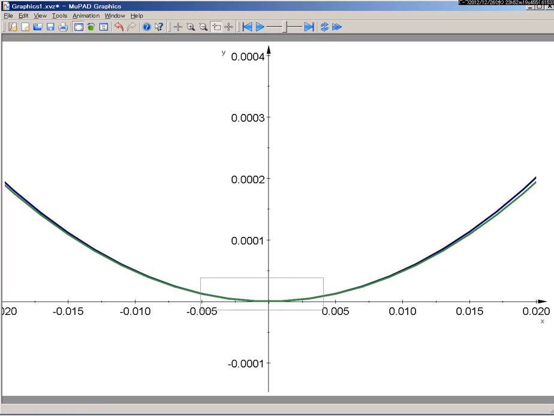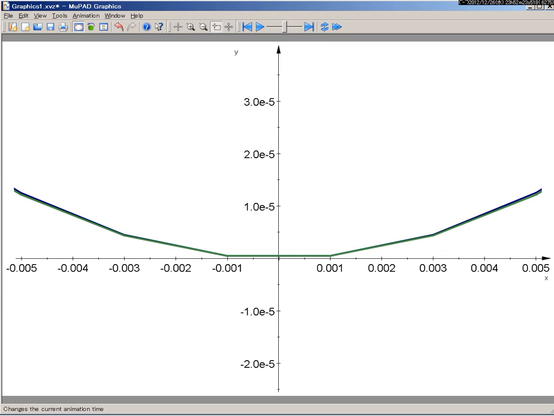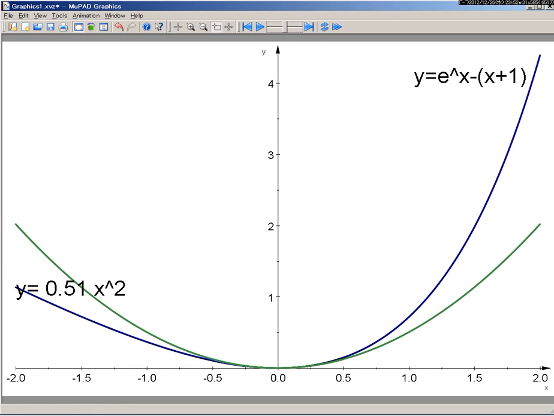Okay, one more. Okay, let's check the a. The number of a is 0.51. Theoretically, it should be 0.5. So again, we could find the second approximation of e^x.